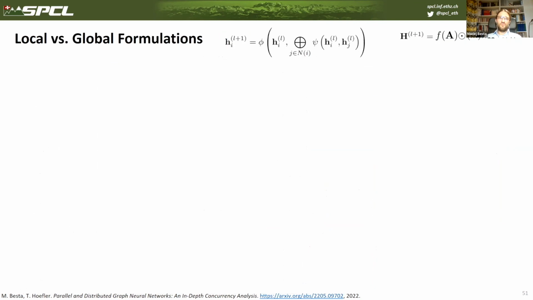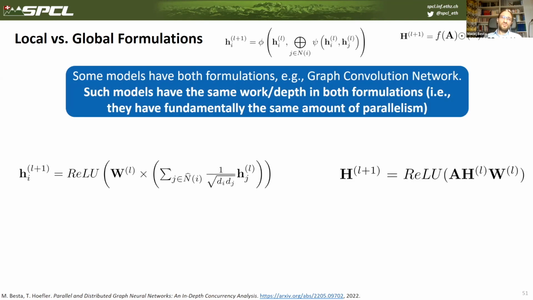So now we have this very broad view on both local and global GNN formulations, right? We have, again, the cheat sheet, with the local formulation on the left and the global one on the right. And now what are their differences? On one hand, some models have both formulations. For example, the GCN model can be expressed easily in both. That's not always the case for many of these models. But for such models like GCN, they have at the fundamental level the same amount of parallelism because they come with the same work and the same depth. So regardless of whether we write GCN in the local formulation or in the global formulation, the amount of parallelism will be exactly the same in both formulations.